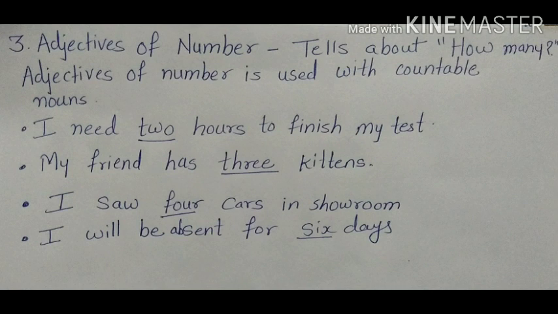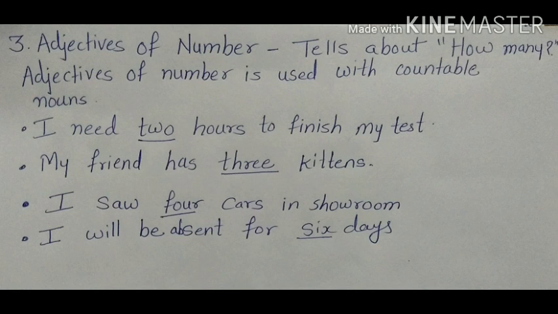First example, I need 2 hours to finish my test. 2 is an adjective of number here. It is used with the noun hours to describe its number. Therefore, 2 is an adjective of number.